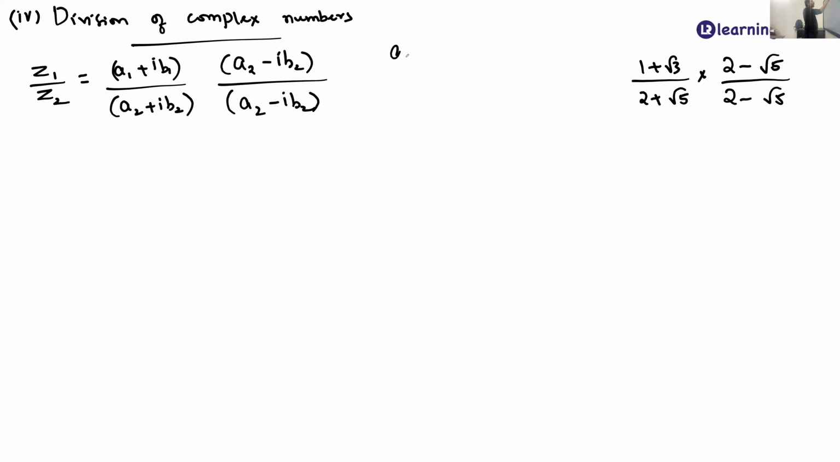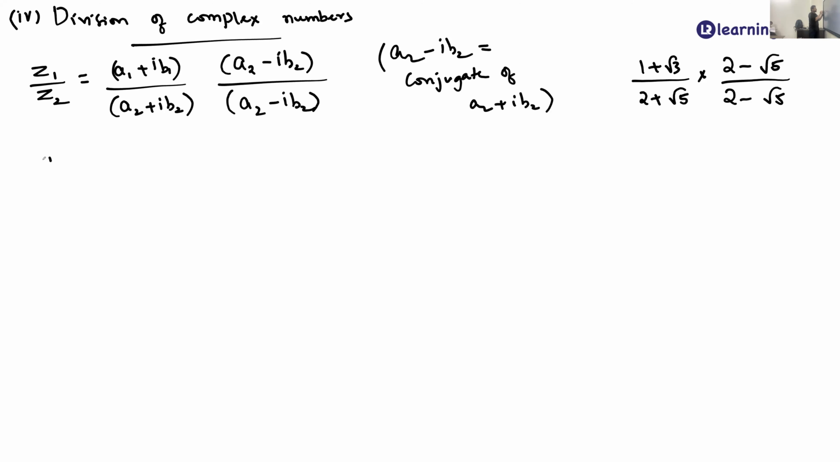Okay. So a2 minus i b2 is called the conjugate of a2 plus i times b2. Makes sense? Now, all that you need to do is multiply the corresponding terms. So in the numerator, you're going to just multiply two terms into two terms. What are you going to get?